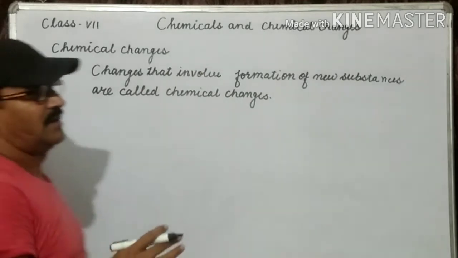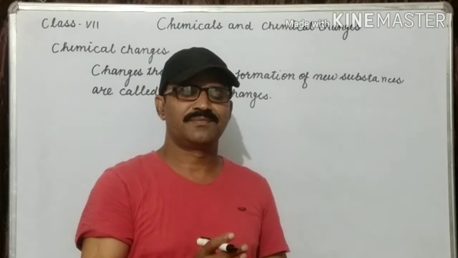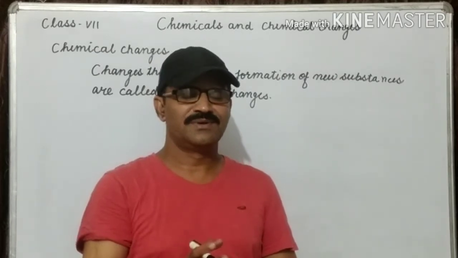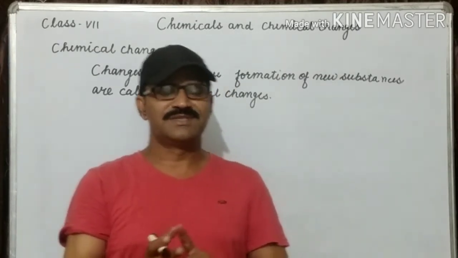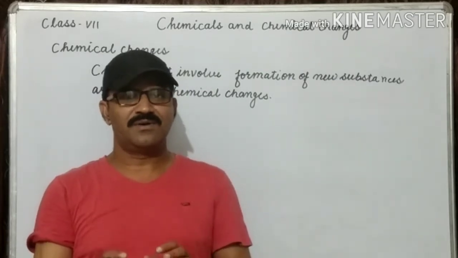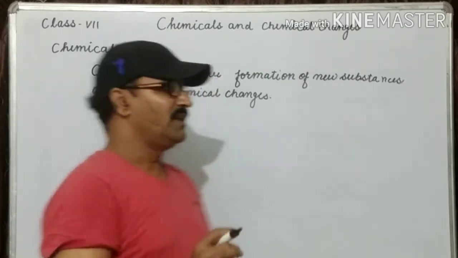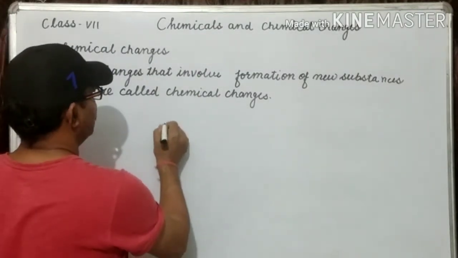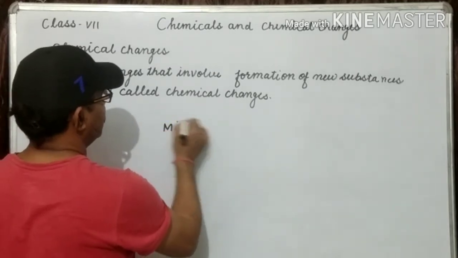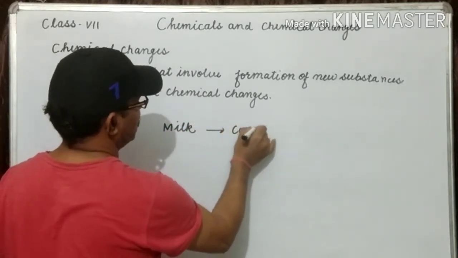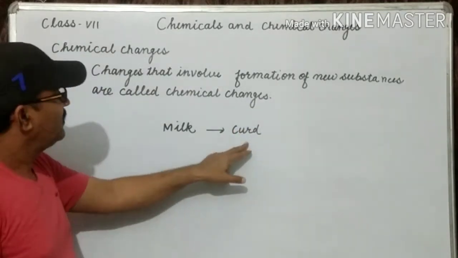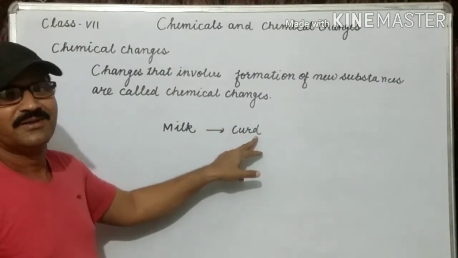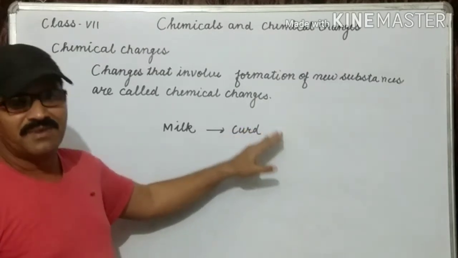Next, for example: burning of paper, curdling of milk, digestion of food, cooking of food, photosynthesis in plants. These are examples of chemical changes. Now we are taking one example, curdling of milk. Milk converts into curd. This is a chemical change. We will not get milk back from the curd. So it is an irreversible change and it is a permanent change.